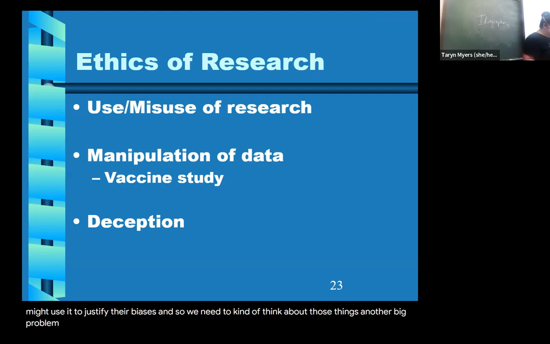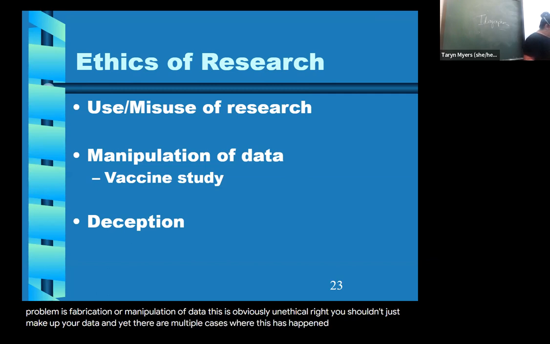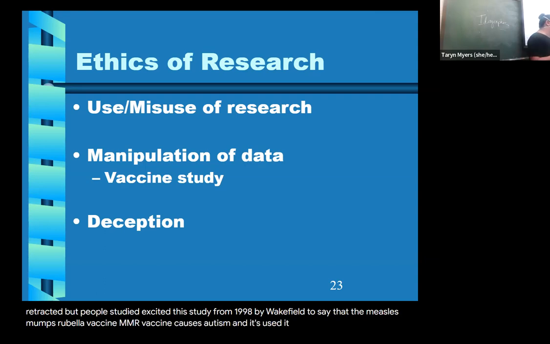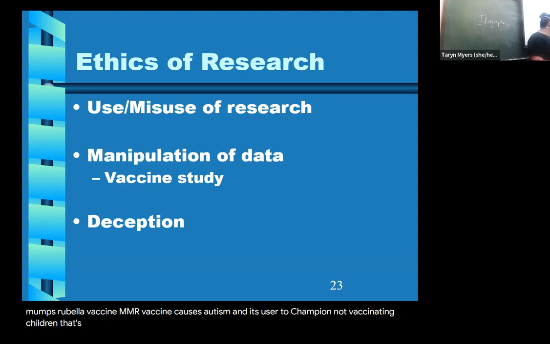Another big problem is fabrication or manipulation of data. This is obviously unethical, right? You shouldn't just make up your data. And yet there are multiple cases where this has happened. The most famous is the case of Andrew Wakefield. For years, people have cited this study from 1998 by Wakefield, even though it's been retracted, to say that the measles, mumps, rubella vaccine, MMR vaccine, caused autism. And it's used to champion not vaccinating children. That's bled over into other vaccines, including the COVID vaccine.